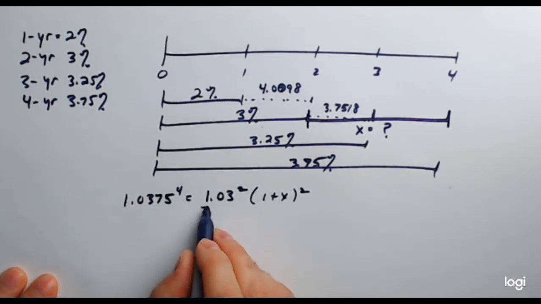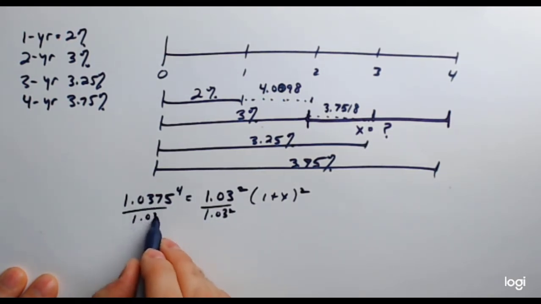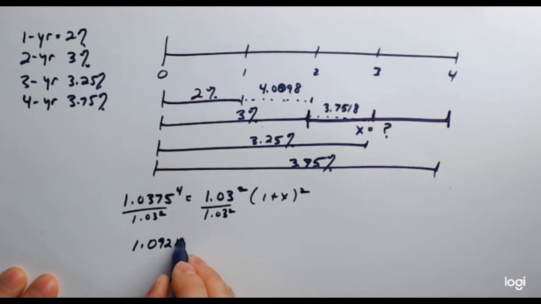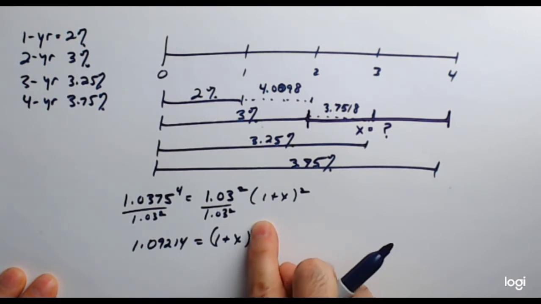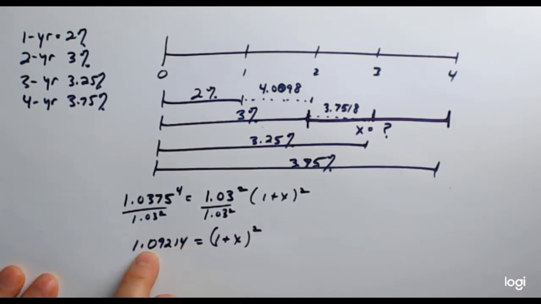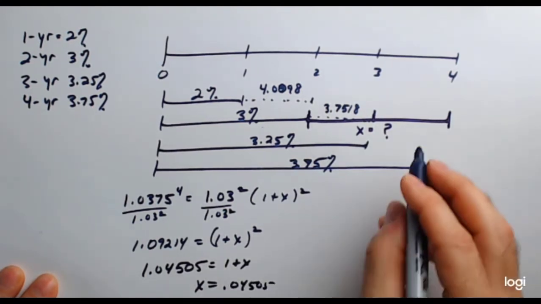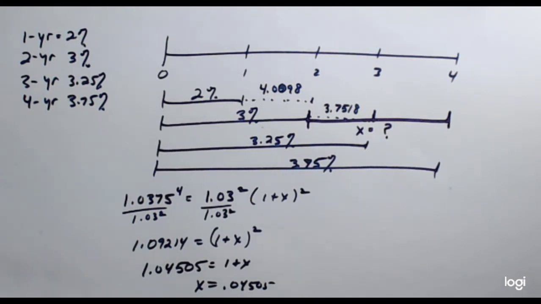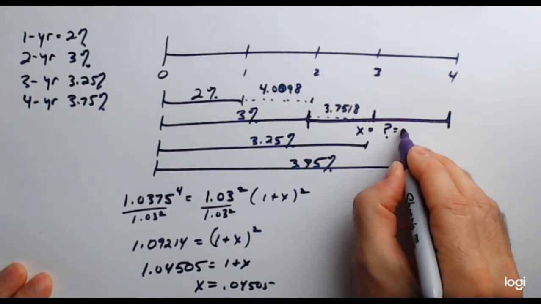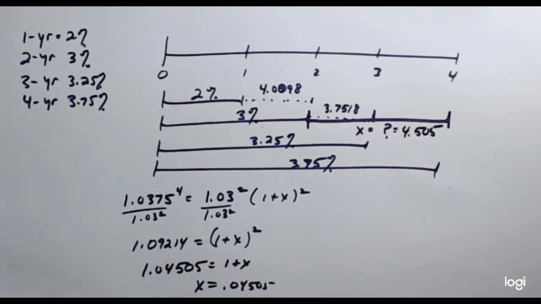And so all we do is we divide both sides by 1.03 squared. And this comes out to be 1.09214 equals (1 plus x) squared. Now, take the square root of both sides. If you take the square root of both sides, this guy disappears, as do the brackets. And you take the square root of this, and you get 1.04505 equals 1 plus x. And there you have it. x equals 0.04505. So this interest rate here, I put it in purple, if you can't see that, is 4.505%. And there you have it.